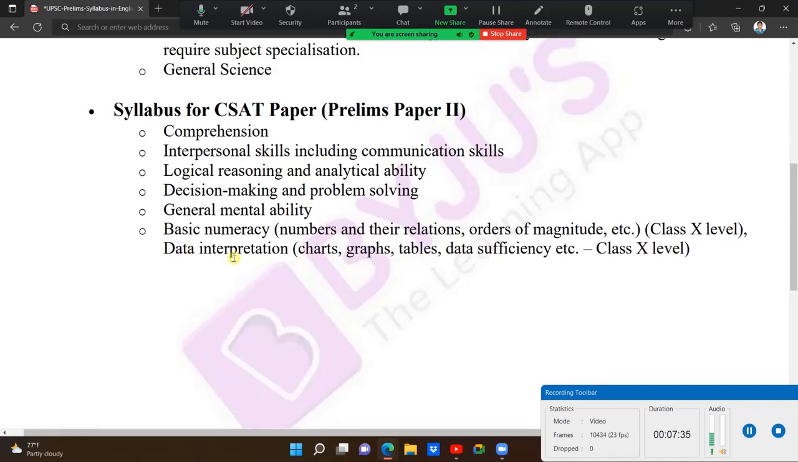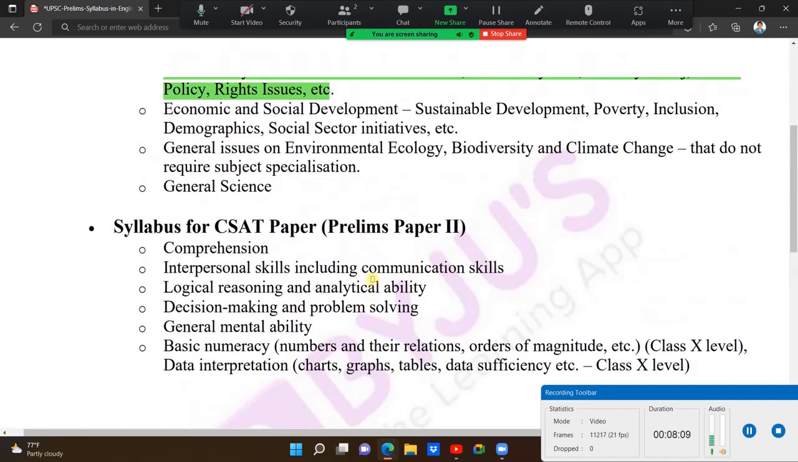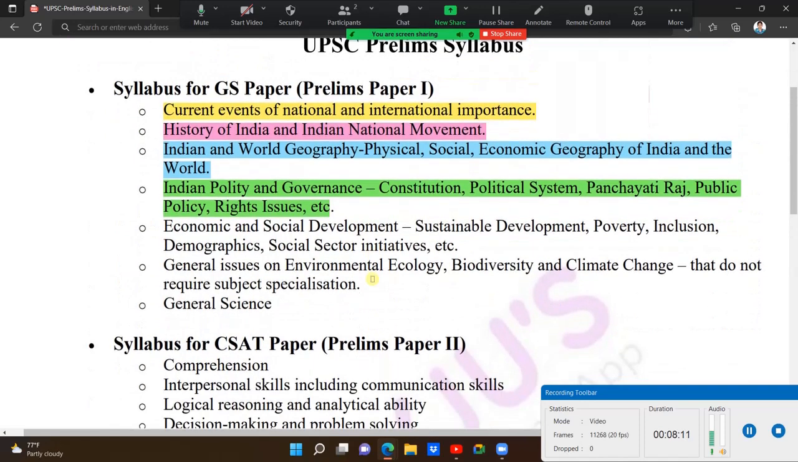They'll give the data in terms of charts, graphs, tables, data sufficiency, etc. And they will ask us to find, let's suppose, they'll give the data of different types of newspapers and the population who are reading them. You might get a question like this: how much percentage of people in Hyderabad are reading The Hindu? So we have to look at the given data and find the percentage of people who are reading it. So this is the complete syllabus for prelims, both the GS paper and the CSAT paper.